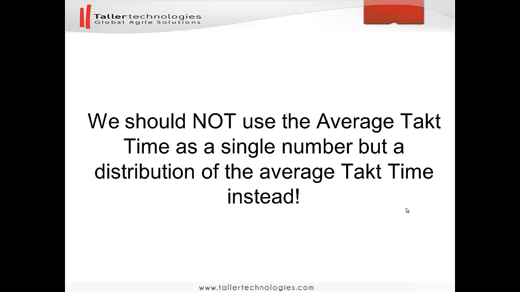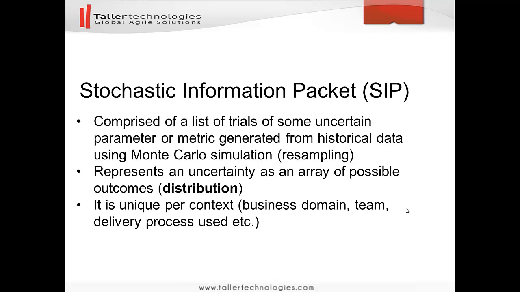Here comes the important point. We should not use the average takt time as a single number but a distribution of the average takt time. We shall see shortly how to use Monte Carlo simulation for generating average takt time distributions. So this distribution, actually we will be calling it stochastic information packet, because it is not only the distribution, it is a context specific distribution. Every stochastic information packet, or SIP, is unique.